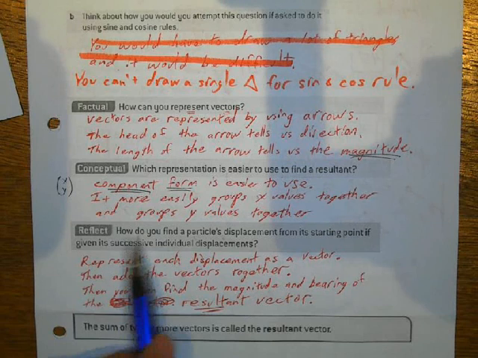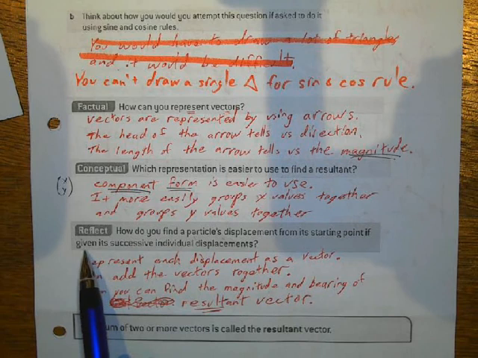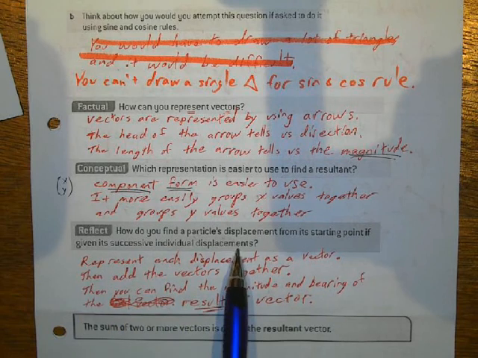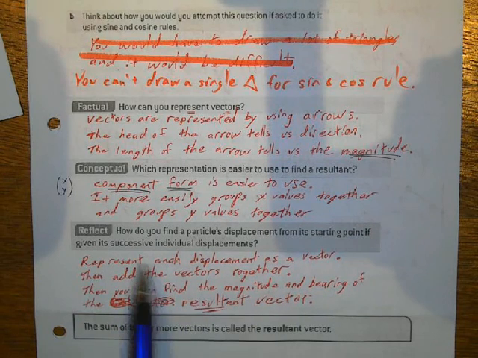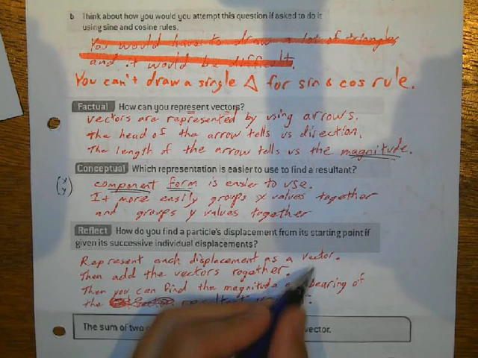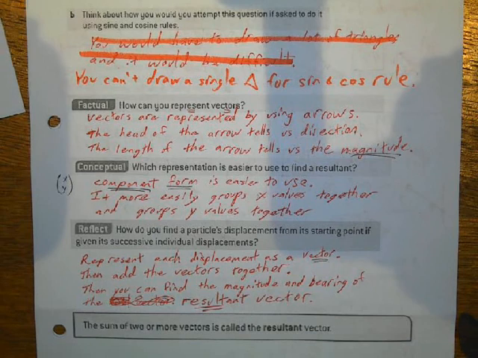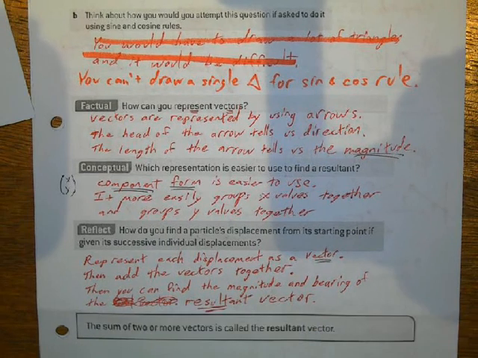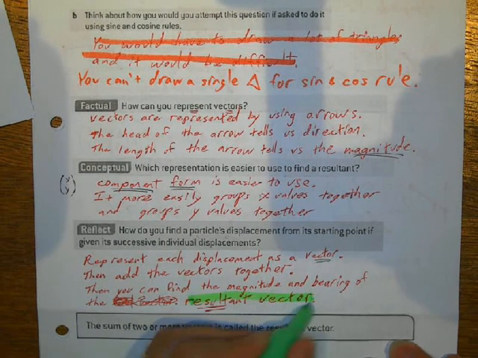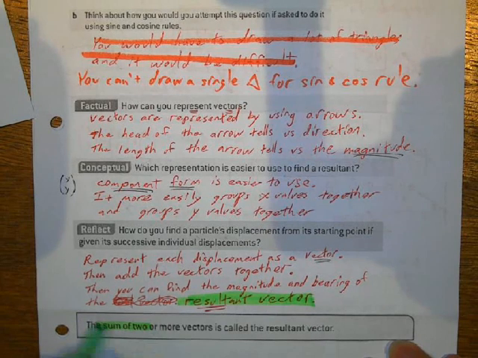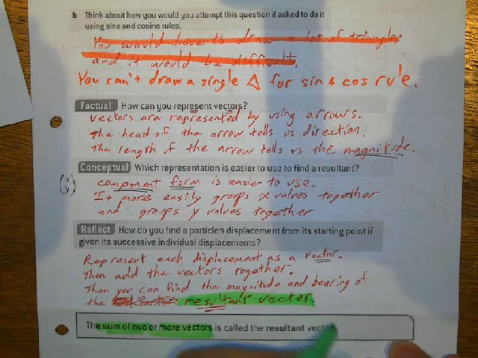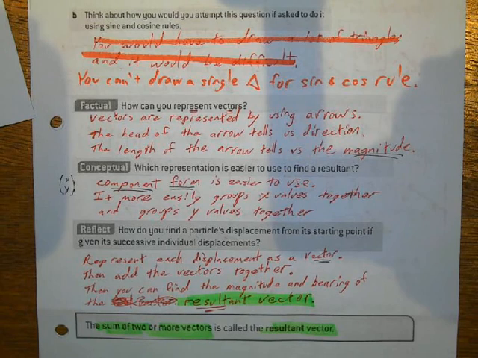How do you find a particle's displacement from its starting point if given its successive individual displacements? So you're going to represent each displacement as its own individual vector. Then you're going to add up all the vectors together. Then you can find the magnitudes and bearing of the resultant vector. What is the resultant vector? The resultant vector is when you add 2 or more vectors together.